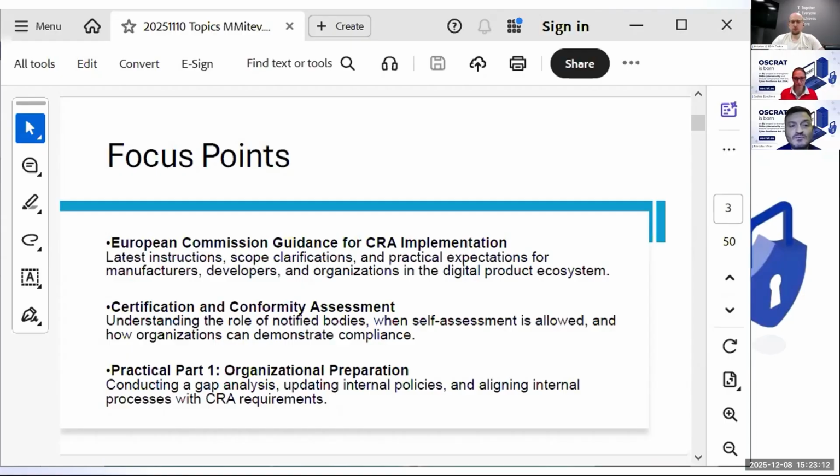Next, we move to the practical part. We will show how organizations can start with a gap analysis, comparing current processes with CRA requirements, identifying missing controls, and planning improvement.